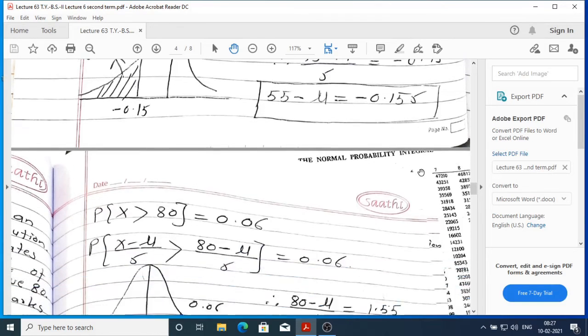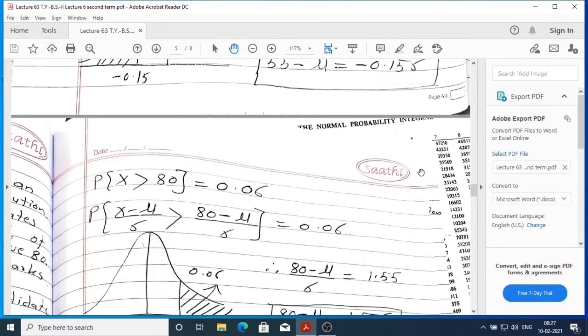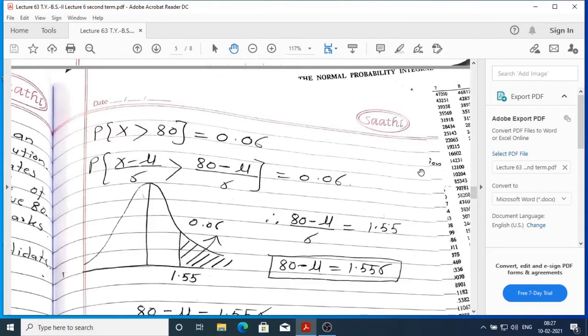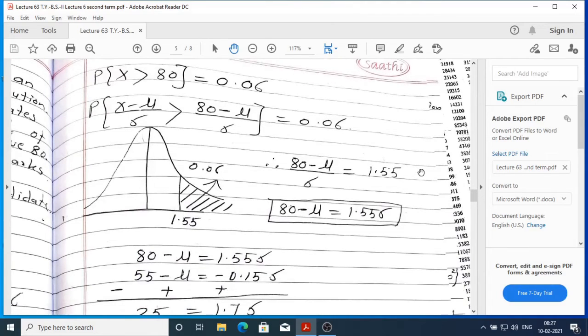Second information we have: probability x greater than 80 is equal to 6%, so 0.06. Again we will convert the range of x in terms of range of z by using the relation probability (x minus mu) upon sigma greater than (80 minus mu) upon sigma is equal to 0.06. Again we have to search for 0.06 in the middle part of the table.